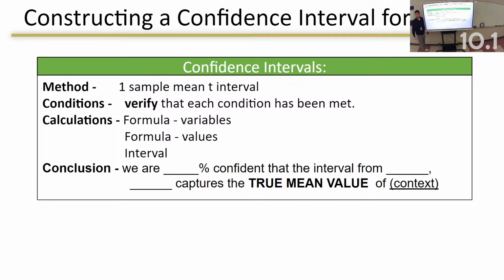Conditions are still going to be the same. The calculations, right? You're going to show the formula with the values. Show the formula, then show the values, then give me the interval. And then we write our conclusion, right? There are intervals. Intervals don't have Ho's and Ha's.